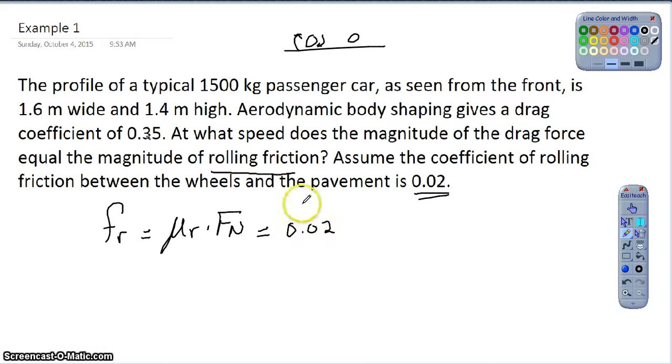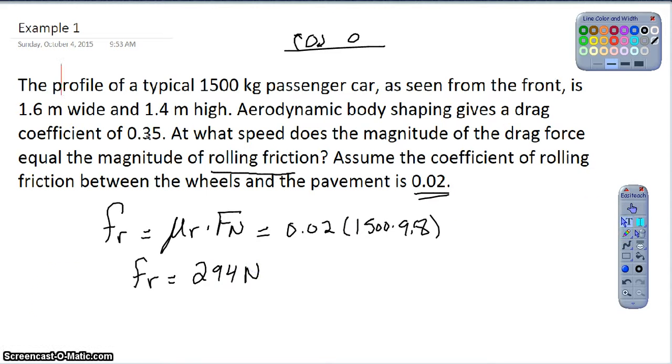So I've got my coefficient, and then obviously the normal force. If it's just going across a horizontal surface, a flat road, which we will assume unless they tell us otherwise, then the normal force would be equal and opposite to the force of gravity, right? So this would just be 1500 times 9.8. So my rolling friction is 0.02 times 1500 times 9.8, which gives about 294 newtons.